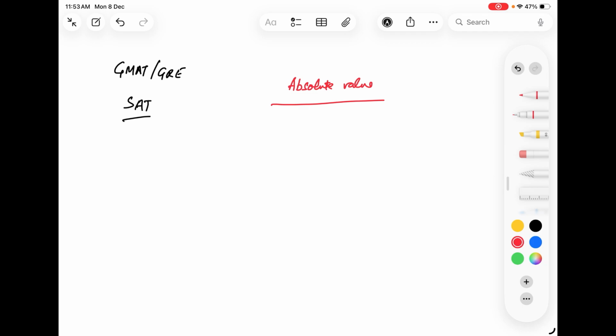Now see, what is the meaning of absolute value? Roughly speaking, absolute value simply means taking a number without the sign, or you can say with the plus sign, with a positive sign. That is, the absolute value of 5 is 5, and the absolute value of minus 5 is also 5. Here these two bars mean the absolute value.